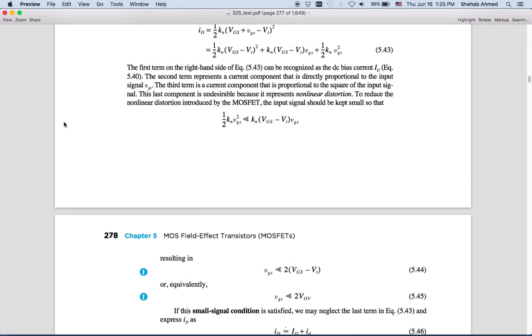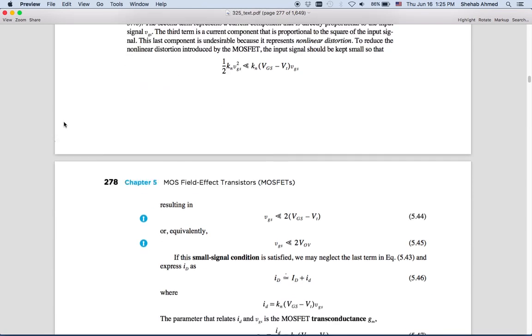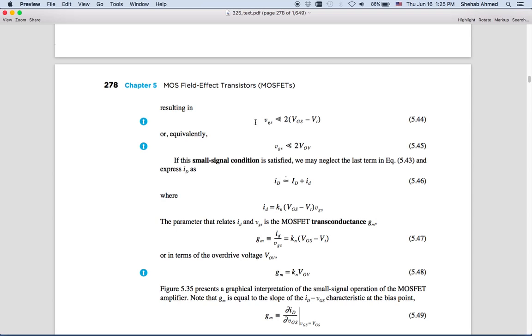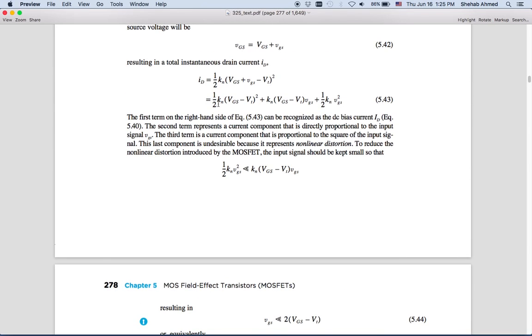If we look at this inequality and solve for VGS by itself, we will see that VGS should be significantly smaller than twice the overvoltage that we're applying. That is the limit in order for us to be able to have this ID equation composed of only the first two terms. The third term will be insignificant in that case.